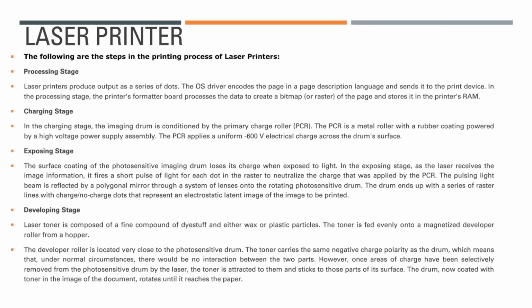However, once areas of charge have been selectively removed from the photosensitive drum by the laser, the toner is attracted to them and sticks to those parts of its surface. The drum now is coated with toner and the image of the document rotates until it reaches the paper.